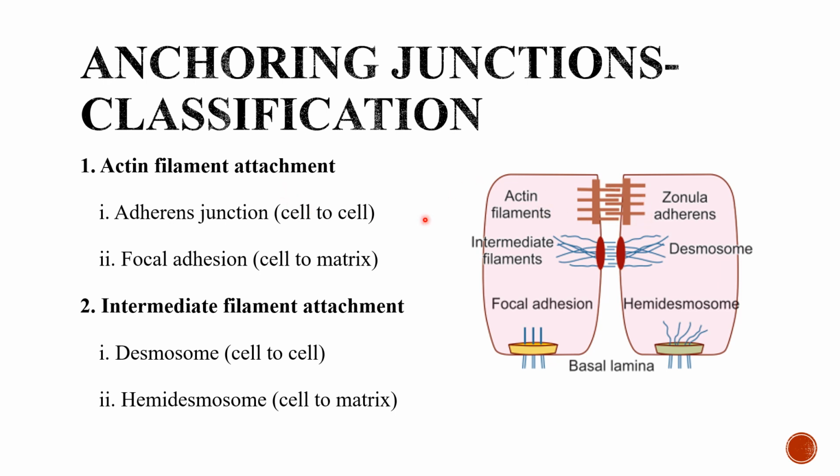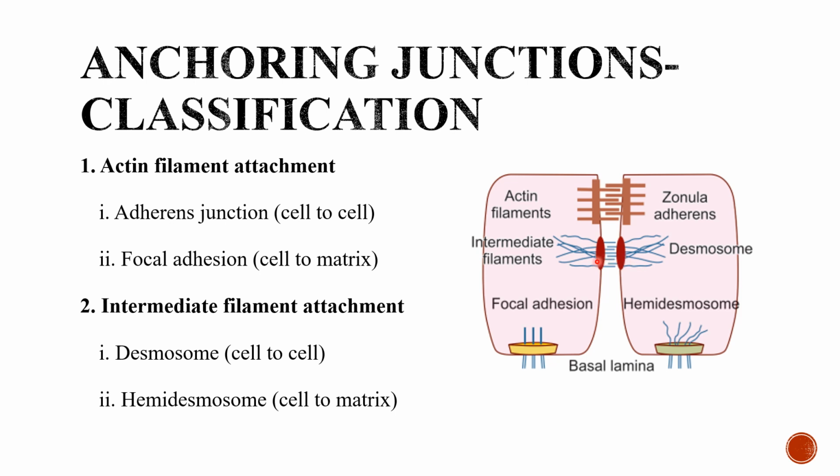Based on the actin filament attachment, it is zonular adherence and focal adhesion. You can see that zonular adherence is the junction which is present in between two cells. So this is the cell to cell attachment which is formed by actin filaments, and here we have focal adhesion. There the cell and extracellular matrix are attached by this actin filament. So this junction is called focal adhesion. These two are the actin filament based attachment junctions, and the next 2 junctions are desmosome and hemidesmosome. So these are intermediate filament attached type of junctions. Here we can say that intermediate filaments are radiating, and there are 2 thickened areas in the cell membranes, so opposing cell membranes.